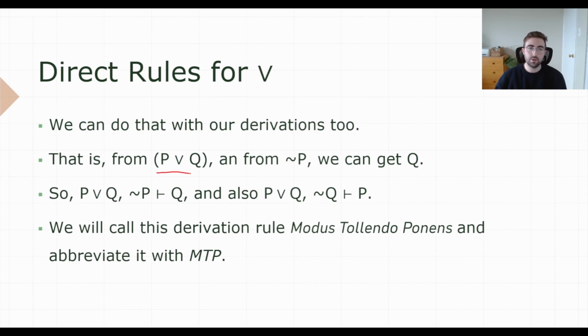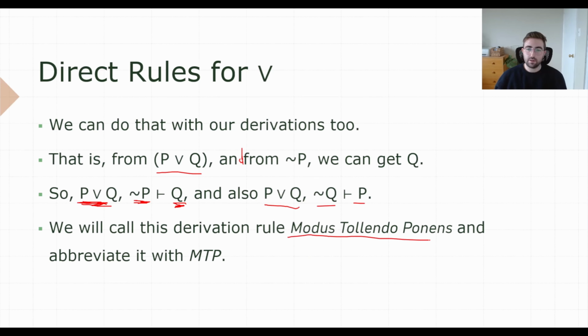So from something like P or Q, and from not P, we can get Q, right? So if we have the premises P or Q and not P, then we can get Q, right? Because at least one side of this has to be true. Clearly P is not true, so we get Q. And also you can do it the other way. If you have P or Q and not Q, then you can get P, right? If the right side isn't true, you can get the left side.